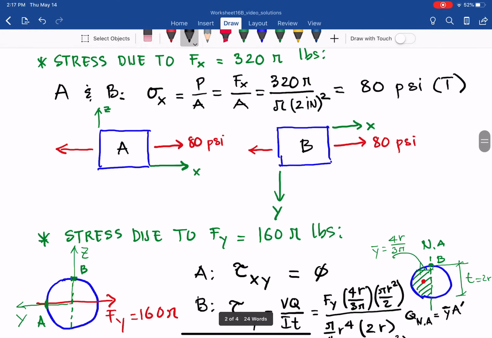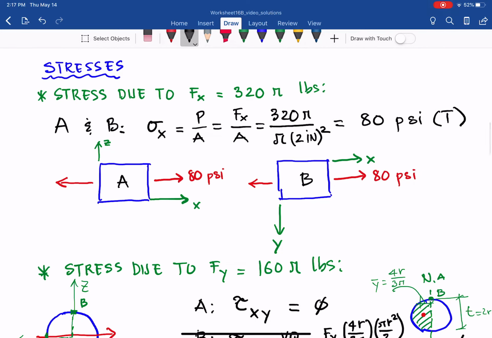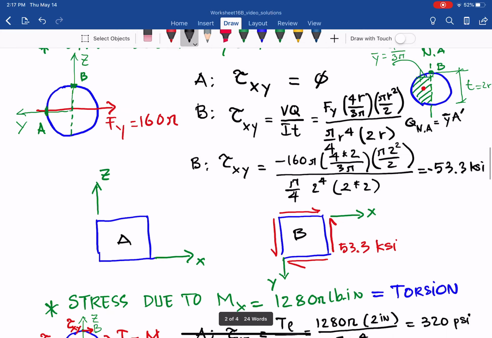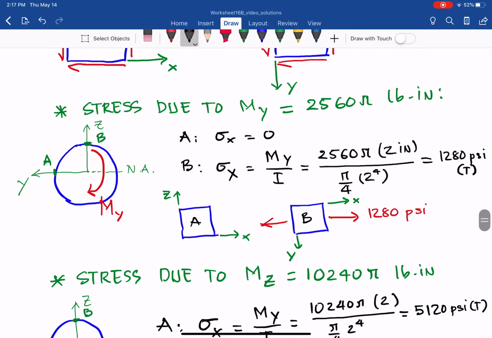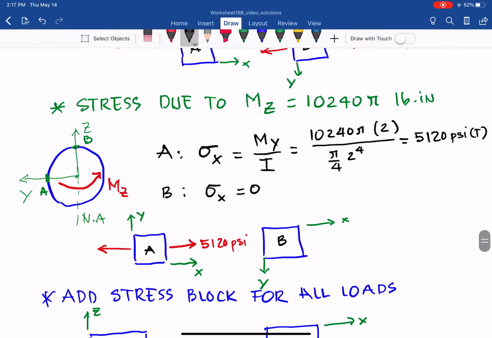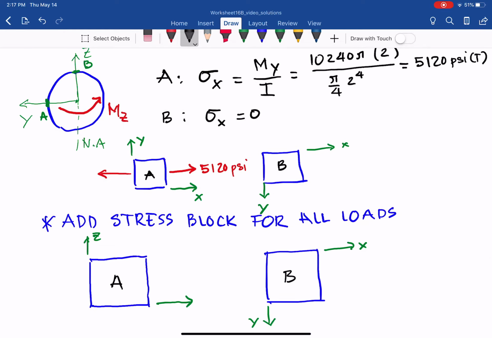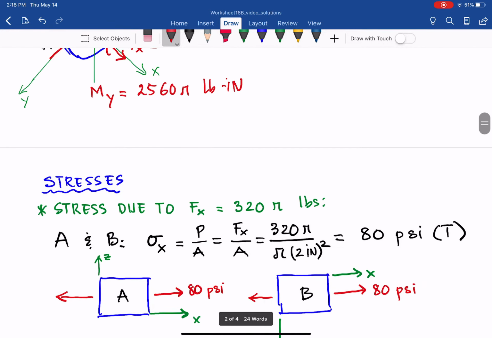So at A, you have the first one, sigma 80 psi, tension, nothing. Tau xy. We talk about sigma first. Due to M_y, nothing, and 5,120. So as you can see, 80 plus 5,120, we have the sigma x. Both are in tension. So that one will be 5,200 psi.